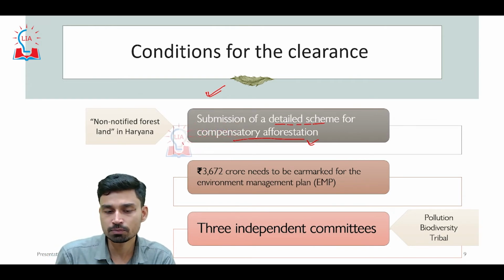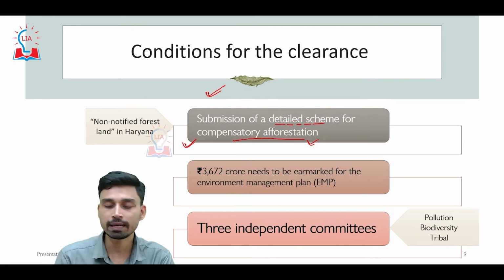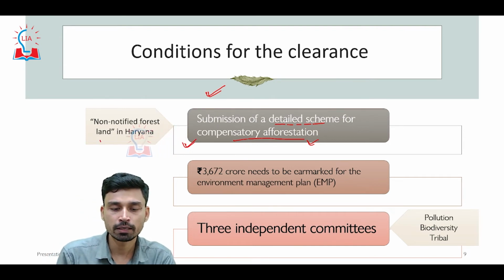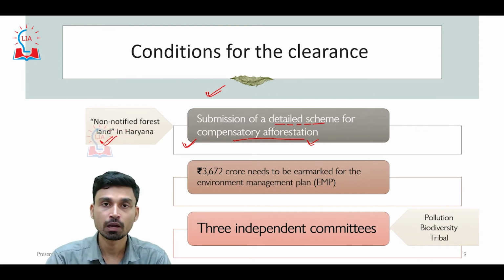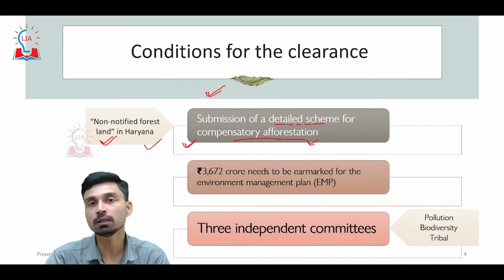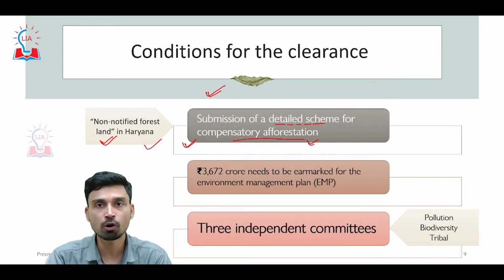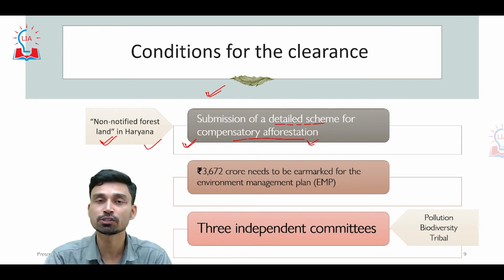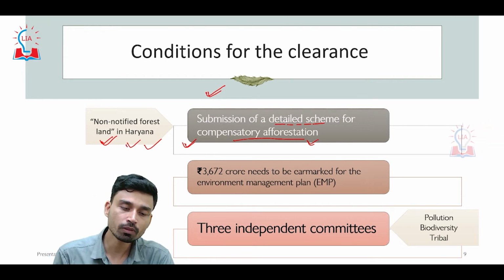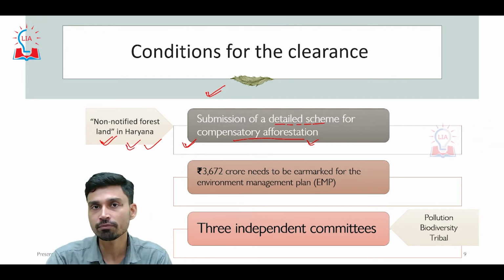And as far as this project is concerned, it is believed that for compensatory afforestation, non-notified forest land of Haryana has been chosen. However, there is also another problem. Haryana already has a very small forest area, and large areas of Haryana's forest are also being diverted for several construction as well as development projects. So in this context, how can we do compensatory afforestation in Haryana is again a big question.